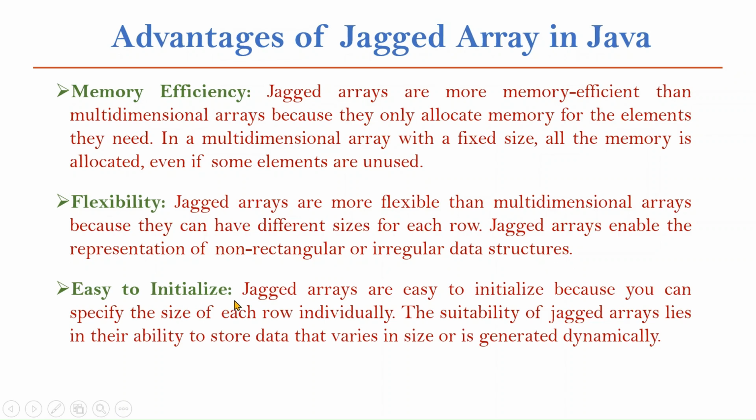Now, easy to initialize. Jagged arrays are easy to initialize because you can specify the size of each row individually. So in the syntax, we have seen clearly that row index number 0 is holding so many columns, and row index number 1 will be holding a different number of columns. So that flexibility is there, and it's very easy to initialize each and every row. The suitability of jagged arrays lies in their ability to store data that varies in size or is generated dynamically. So for every row we can vary the number of columns. Now that flexibility is there.